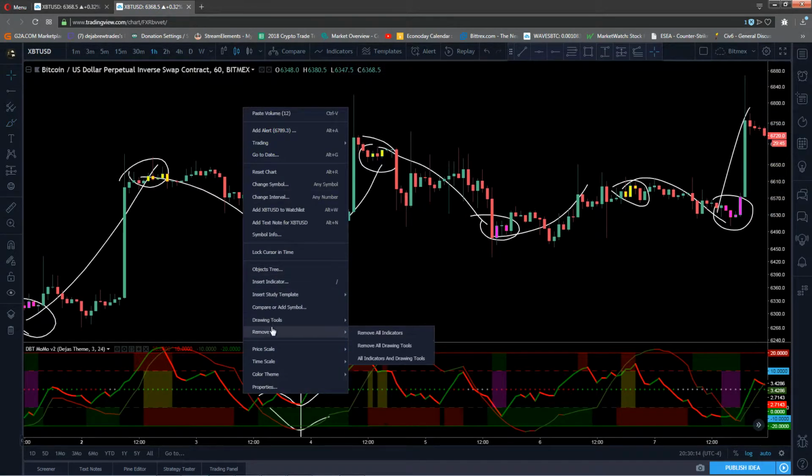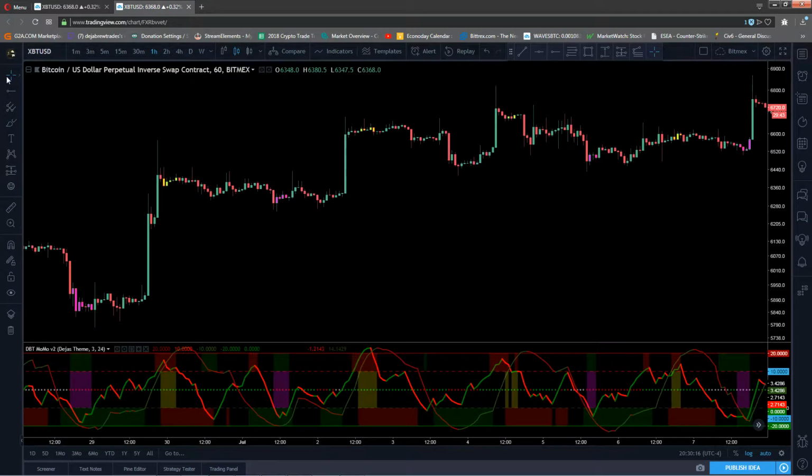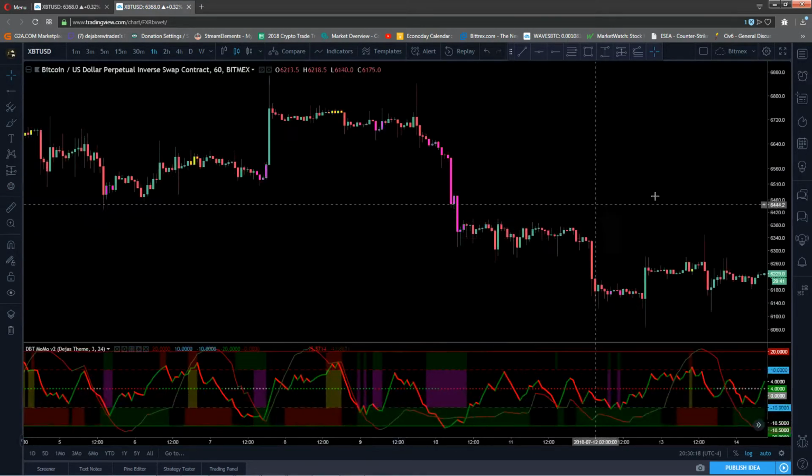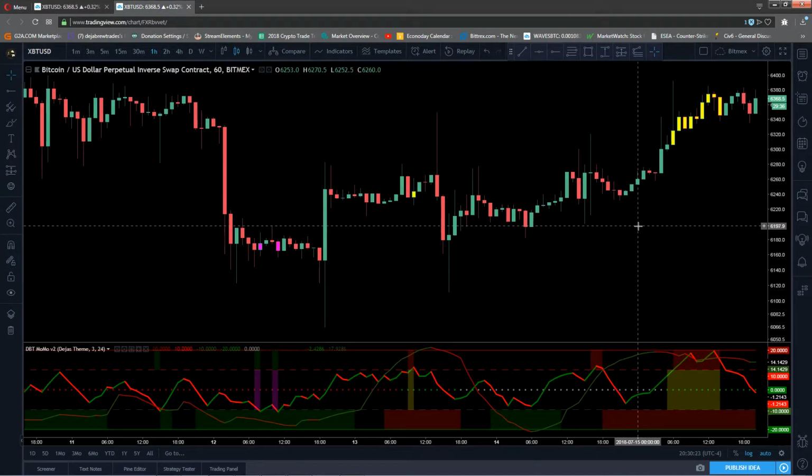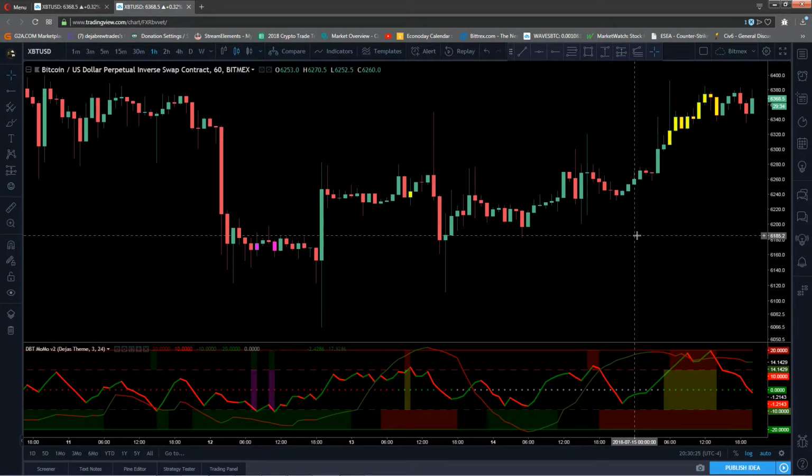All you have to do is wait for validation, play the 1 hour MoMo or whatever time frame you like, play that MoMo to the proper side. So if it's purple, you want to be looking for longs. If it's gold, you want to be looking for shorts. Make sure you're also playing to the proper time frame.